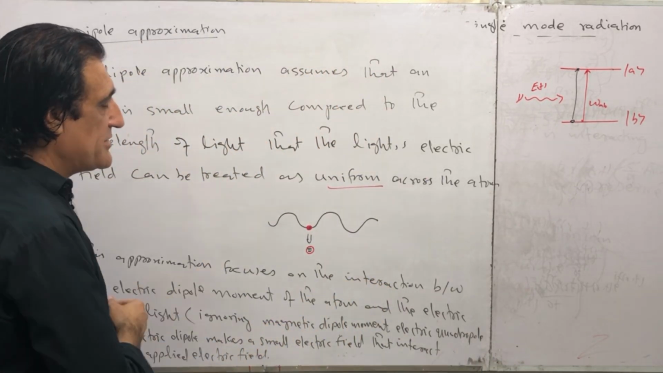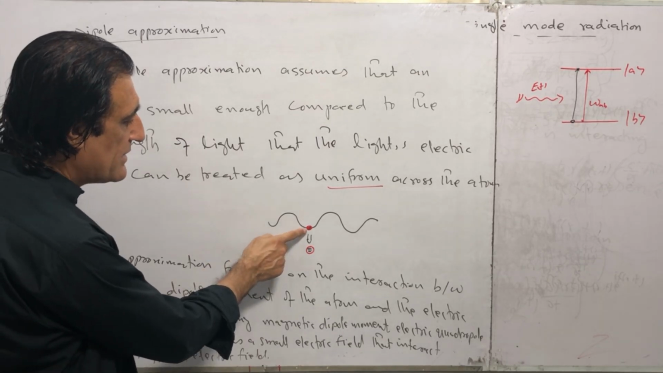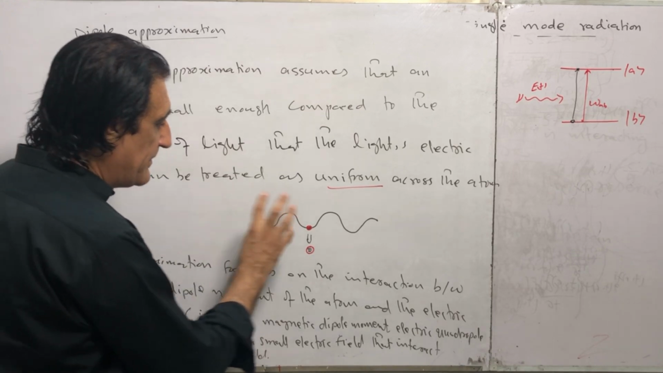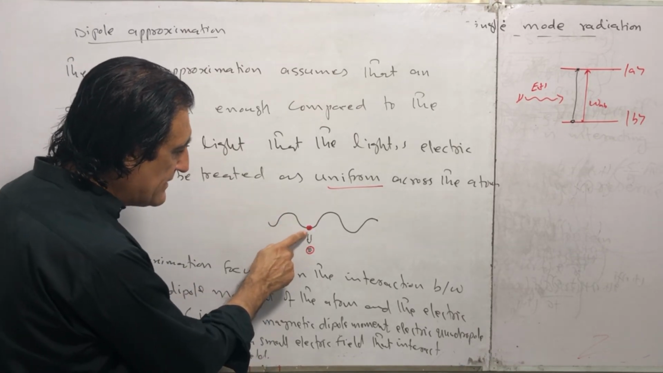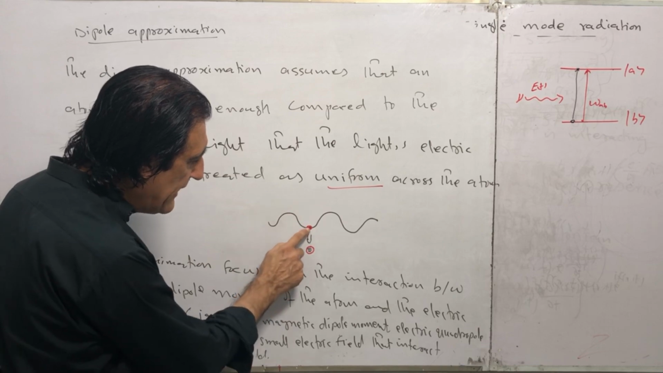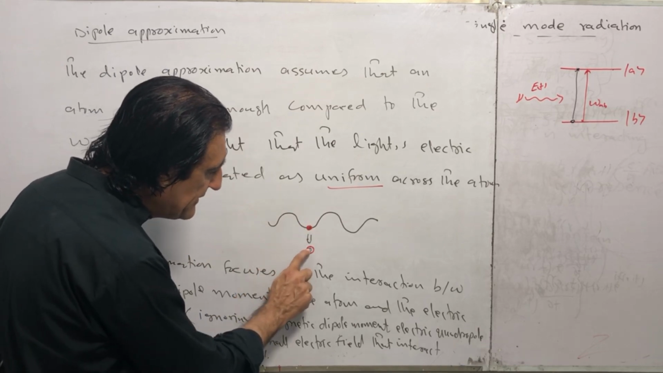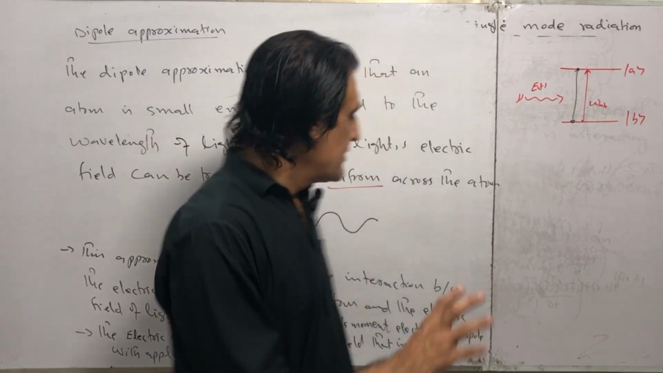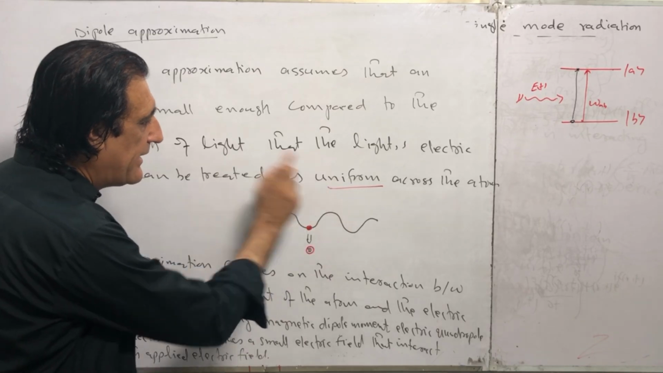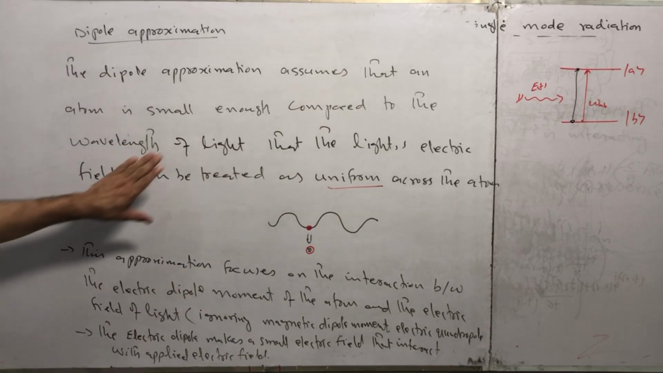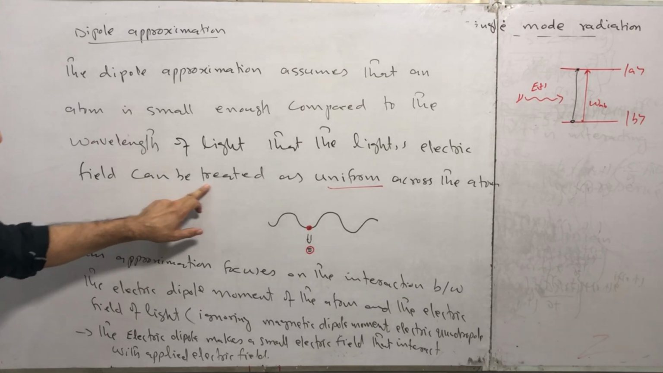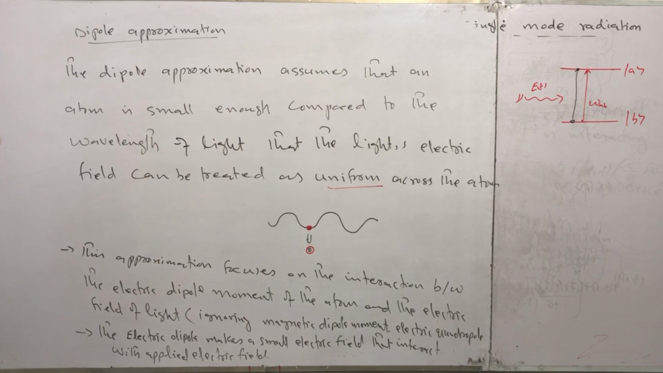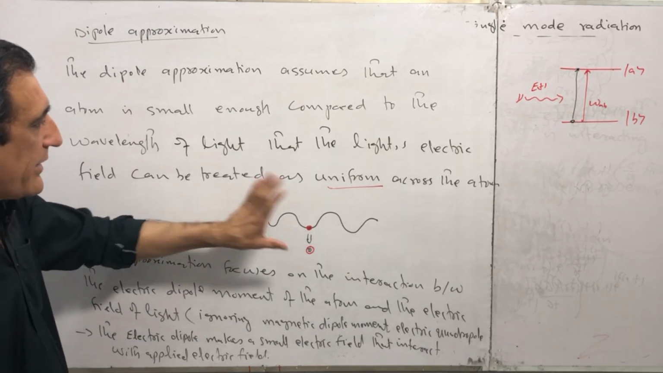Then this approximation is used, and here you can see if this atom interacts with light which has a wavelength like this, then this atom is very small. In this small region, the electric field is uniform for this atom. So this point is clear that the electric field can be treated as uniform across the atom. So the atom acts uniformly with this field. So one point is clear.